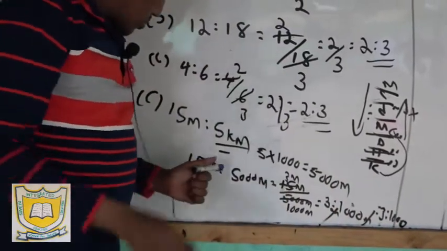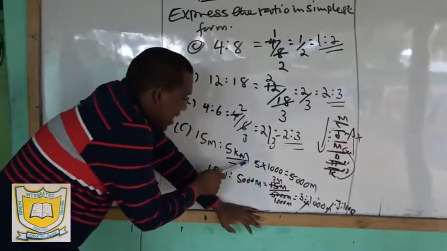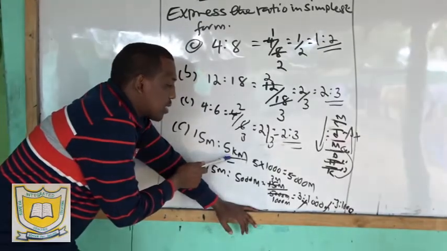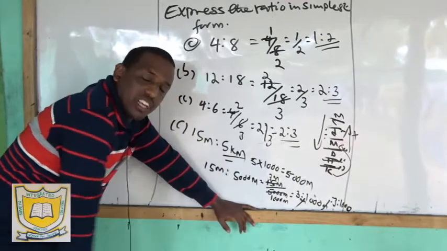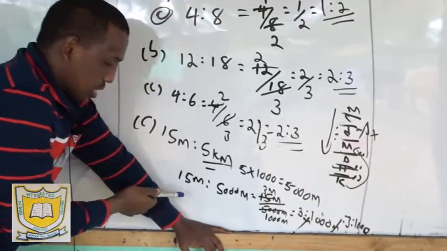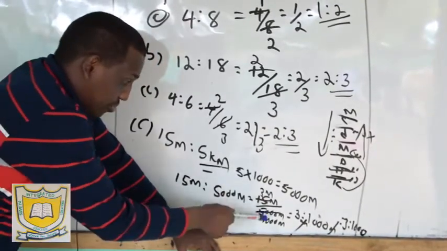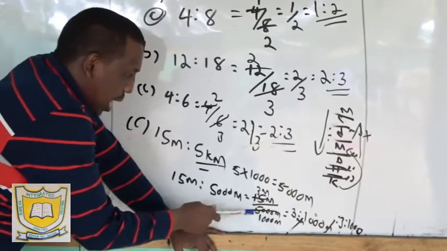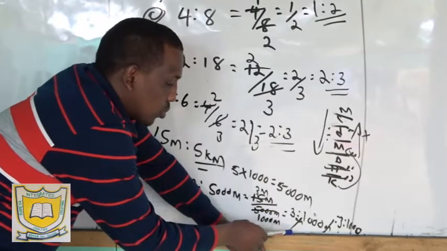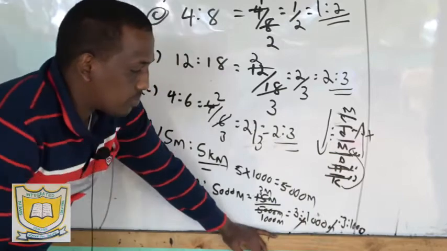I'm repeating this one. I'm saying 15 meters, 5 kilometers. 15 is meters. What do you do? You change the kilometers into meters now. So you say 5 times 1,000, it will become 5,000 meters. So 15 meters to 5,000 meters. As I said, to change it into simplest form, you first change it into a fraction. 15 over 5,000. Divide by 5: 3 meters, and 1,000 meters. So meters, they go together. So it will become 3 over 1,000, which is equal to 3 to 1,000.